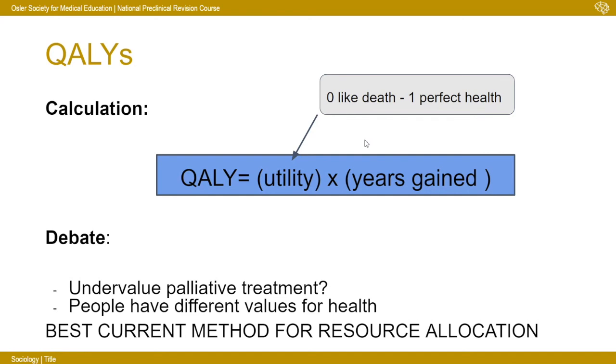The debate with QALYs is that in patients who are palliative, they obviously don't have very long to live. So the treatments offered to palliative patients might be undervalued. And the other issue might be that people have different values for health, so people might rate their health quite differently. But that being said, it is said to be the best current method for resource allocation. As we all know, the NHS doesn't have limitless funds, so decisions need to be made somehow, and it's good to base it on a value which is meaningful to patients.